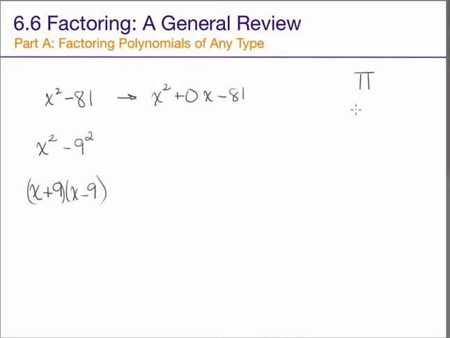My product is negative 81. My sum is 0. How can I write negative 81 as the product of two numbers so that those two numbers add up to 0? 9 times negative 9. So I'll rewrite my middle term as plus 9x minus 9x.